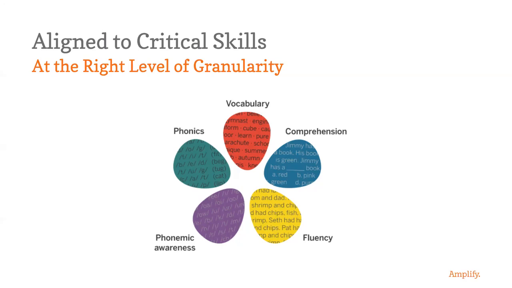Whereas if you're really trying to plan your instruction and you need some more specifics in terms of figuring out how to target students' interventions, you might want to get a lot more specific with your assessment and really break down phonological awareness into all of its component parts. So as you're thinking about, are my assessments aligned to the critical skills, also be thinking about whether they're at the right grain size. Am I getting enough detail, or is it just so much detail that I'm not going to know what to do with the results at the end of the day?